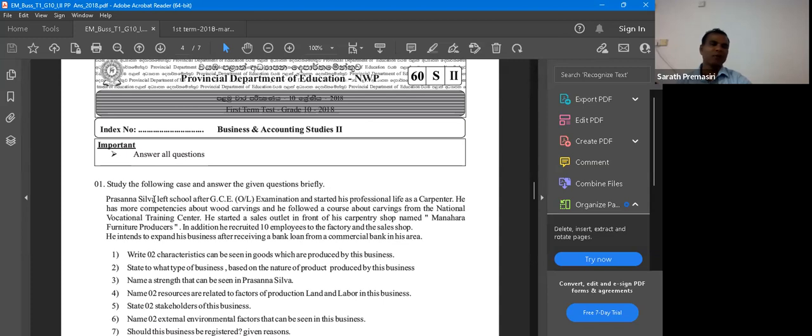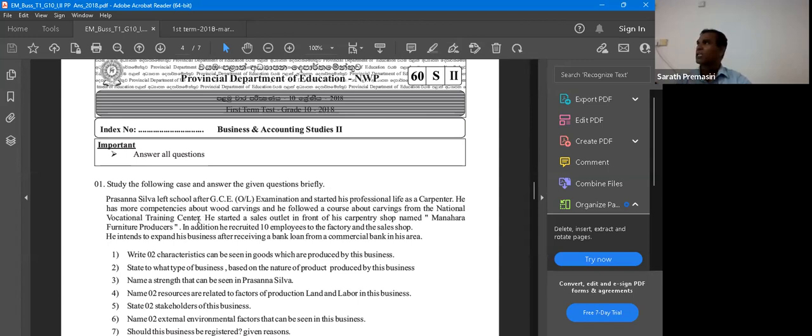Prasanna Silva is a stakeholder of this business. We are talking about the topic of stakeholders. For example, he started his professional life as a carpenter. He has more competencies. His competencies about wood carving are a strength. The second strength is that he followed a course about wood carving from the National Vocational Training Center. There are two strengths.